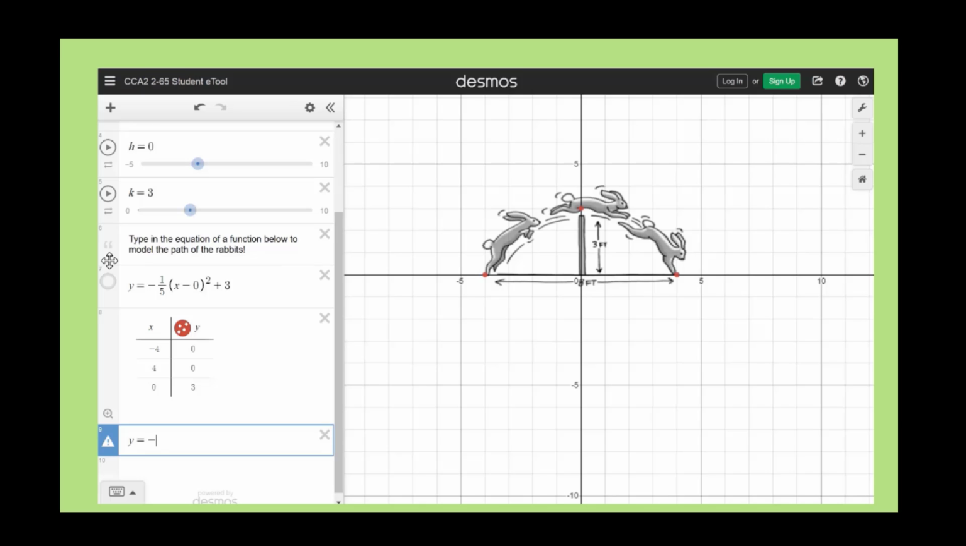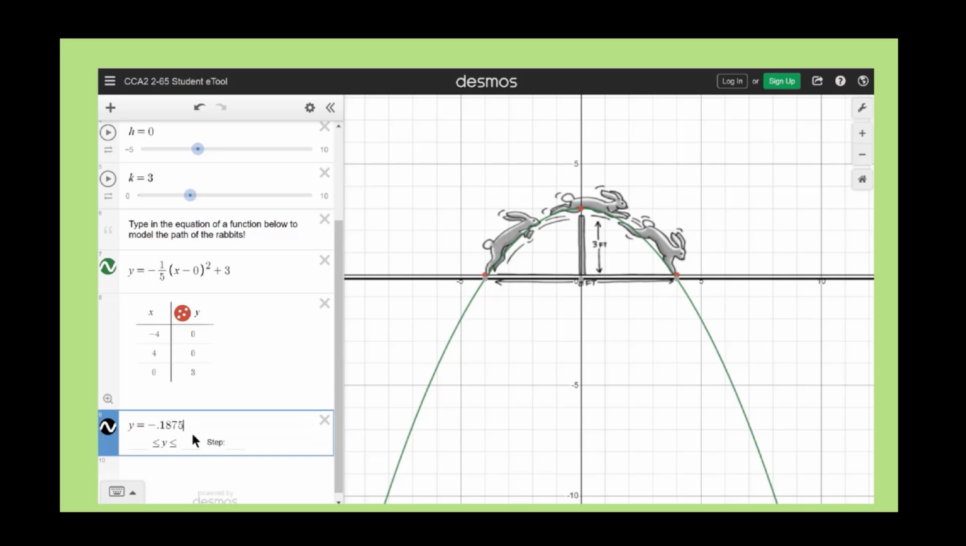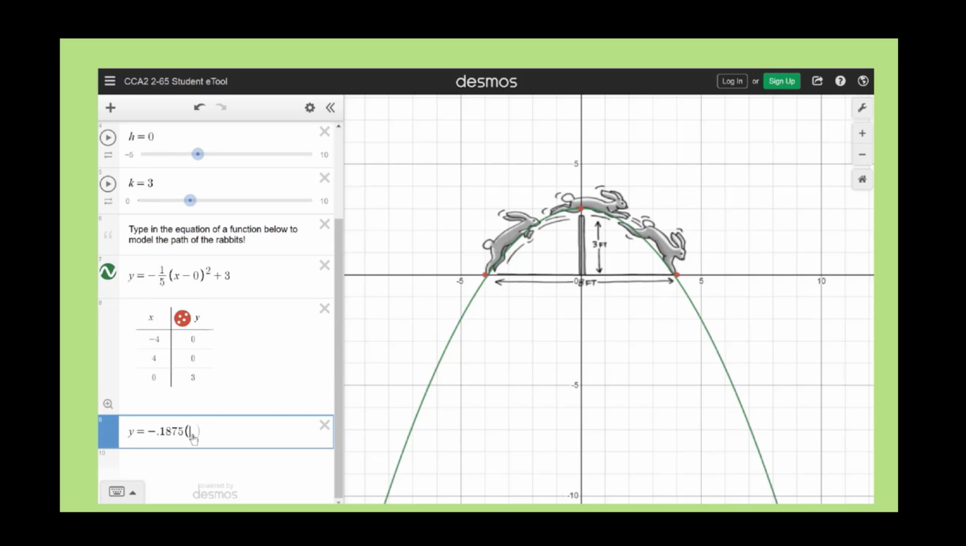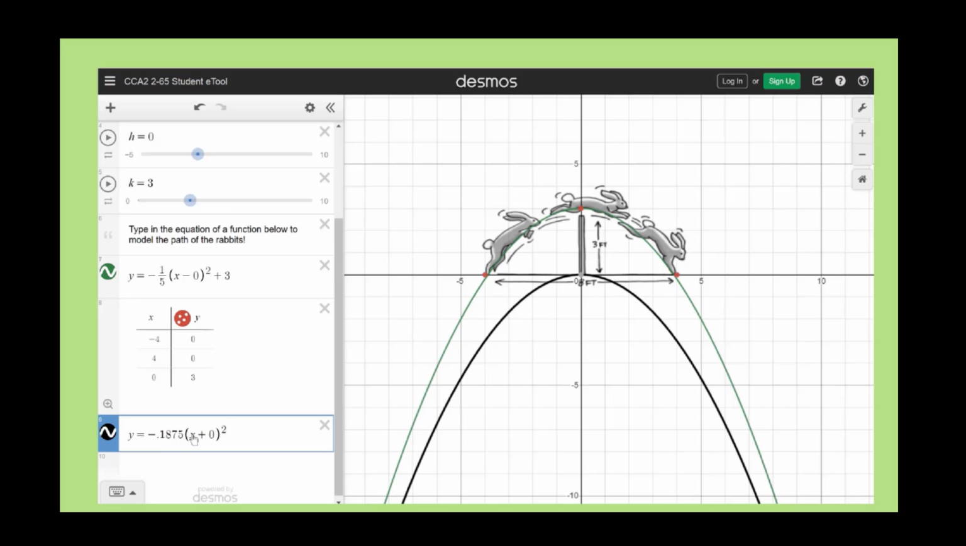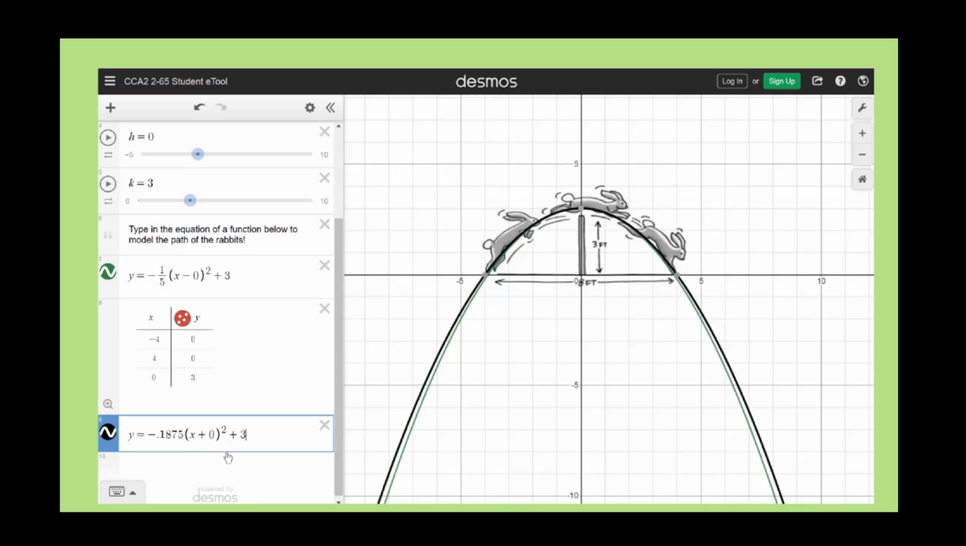Well, first what I want to do is this. Okay, this is how close we got, but we want it exact. So I'm going to put -0.1875 times (x plus 0) squared, plus 3. Okay. All right. So I'm going to mute this green one, and I want you to notice how exact this particular equation is, which is perfect.